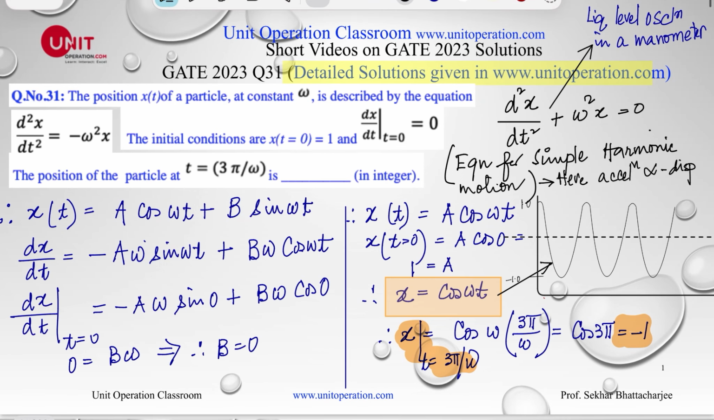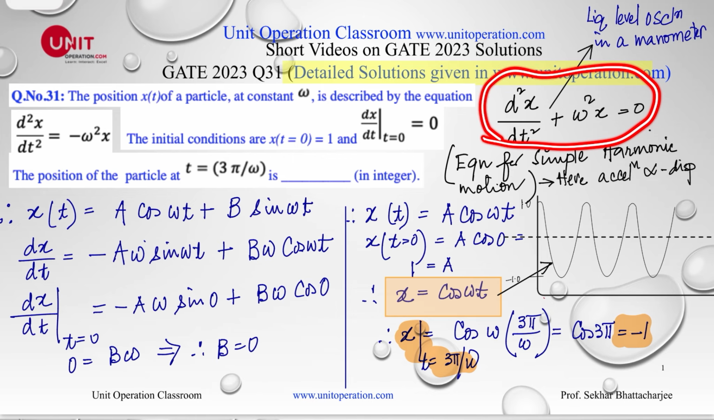Unit Operation Classroom 8, 2023, question 31. The position x(t) of a particle at constant omega is described by this equation. This is a very standard equation for simple harmonic motion, where the acceleration is proportional to the negative of the distance, or the displacement. So we have to find a solution.